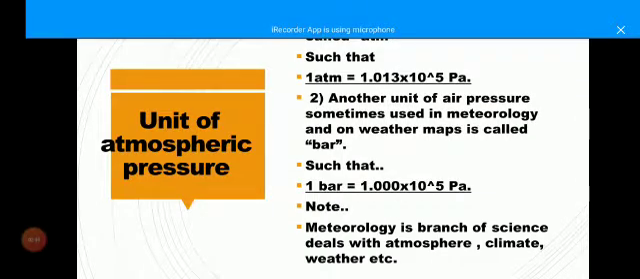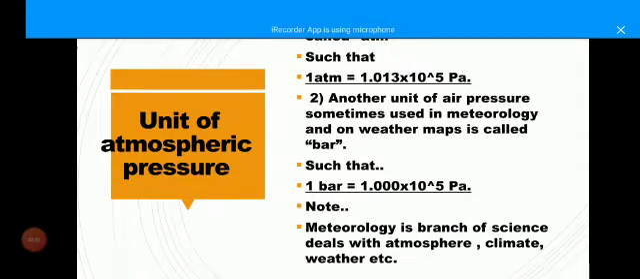Now, such as 1 atmospheric pressure, ATM is the symbol of atmospheric pressure. 1 atmospheric pressure equals 1.013 multiplied by 10 raised to the power 5 Pascal. Another unit of air pressure, sometimes used in meteorology and on weather maps, is called the bar. One bar equals 1.000 multiplied by 10 raised to the power 5 Pascal.